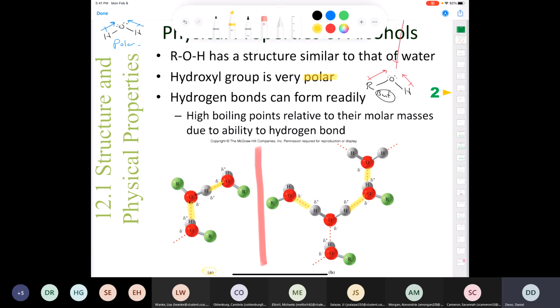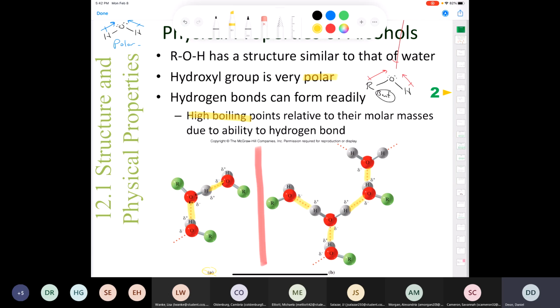So there are literally Avogadro's number of ways to represent the hydrogen bonds between a bunch of alcohol and water molecules, but you need to understand that an alcohol can hydrogen bond not only with other alcohols, but also with water, okay? Now, why would an alcohol have a high boiling point?